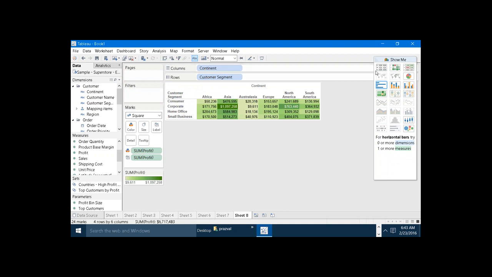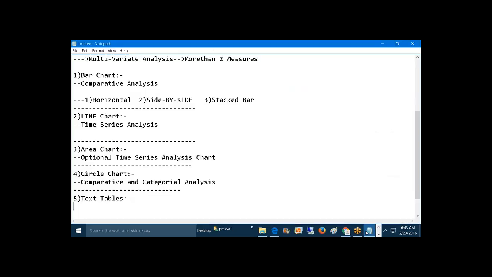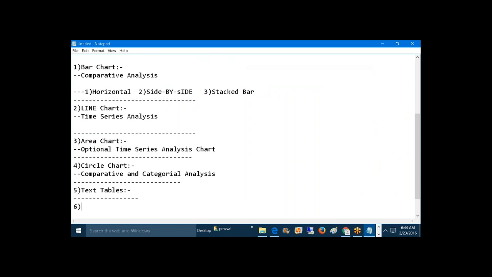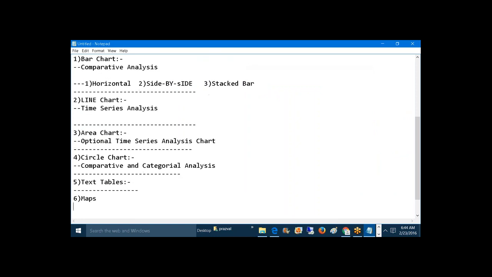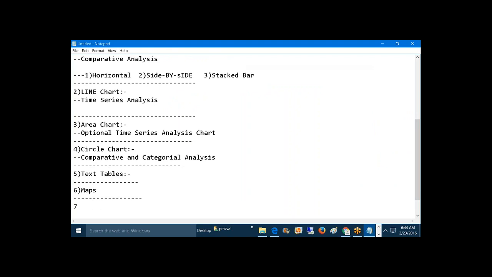Next, number 6, the geographic maps. We know about maps. We have seen all these maps. The next type of chart is pixel maps for geographic analysis. We know about two types of maps: symbol map and filled map.